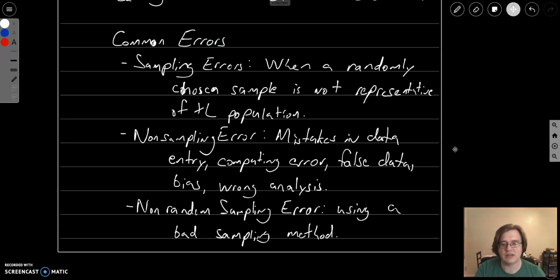So non-random sampling error would come from just having a bad sampling method, as opposed to just getting unlucky with your random sample.